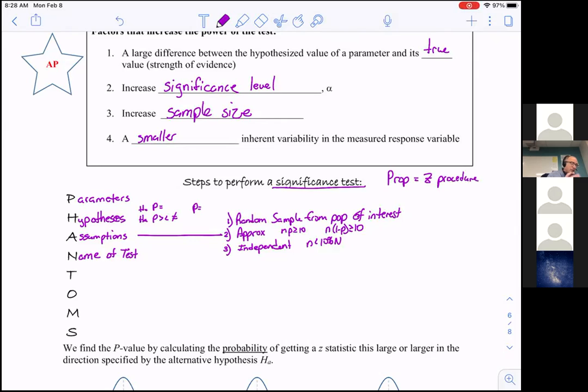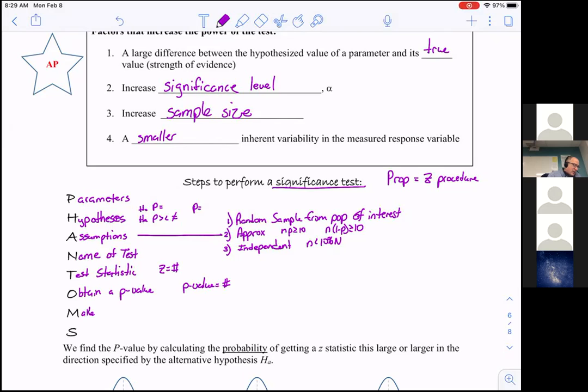So whenever we do the proportion, it's going to be a Z procedure, whether it's a Z interval or a Z test, it's going to be Z. After that, we're going to do the test statistic. So we're going to need z equals some number. We're going to obtain a p-value. So we're going to have the p-value equals some number.